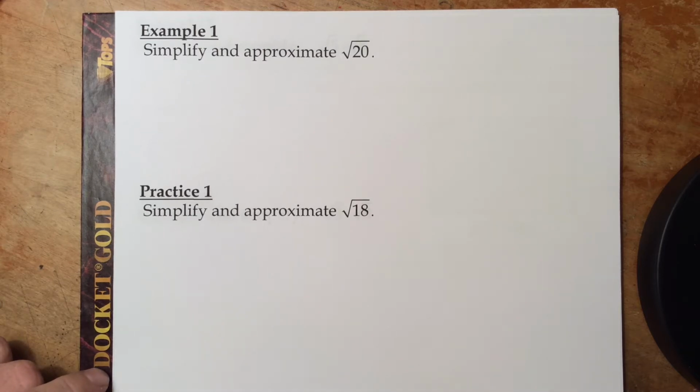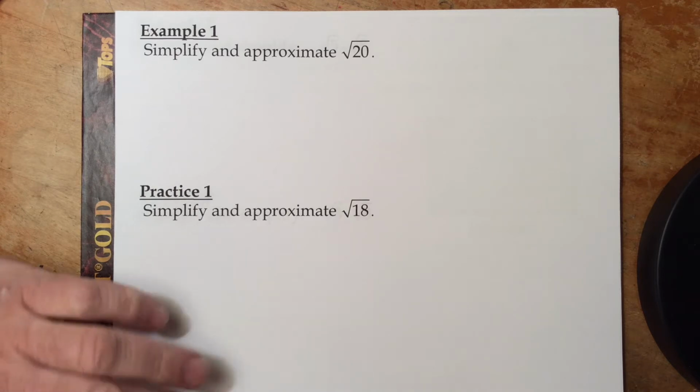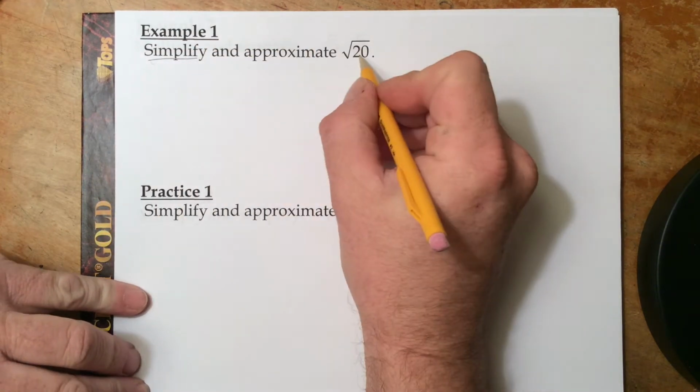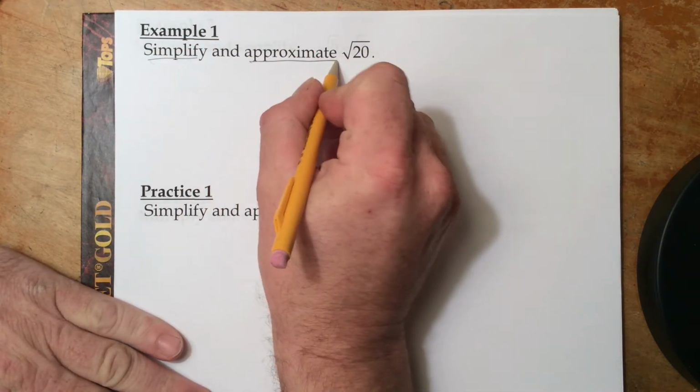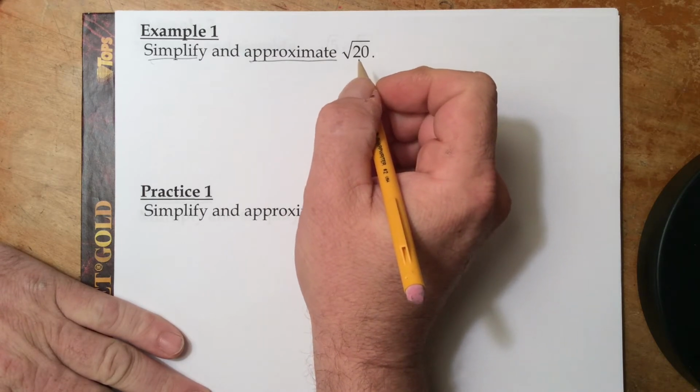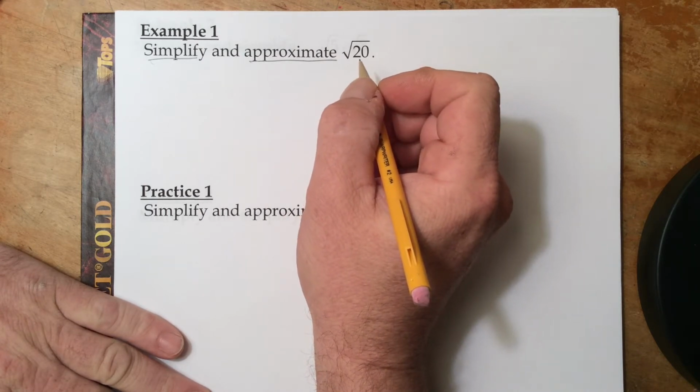These are examples and practice problems for section 10.1, radicals in the Pythagorean Theorem. Example 1. Simplify and approximate the square root of 20. Simplifying a radical or square root and approximating one are two different things. I'm going to start with approximation because this is probably what you're most used to.